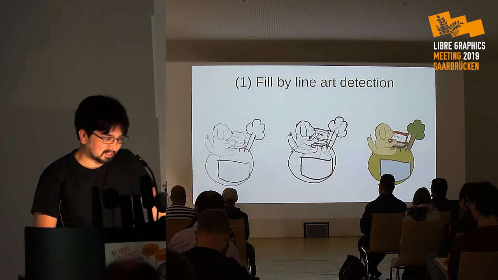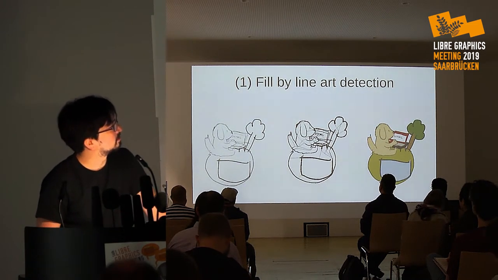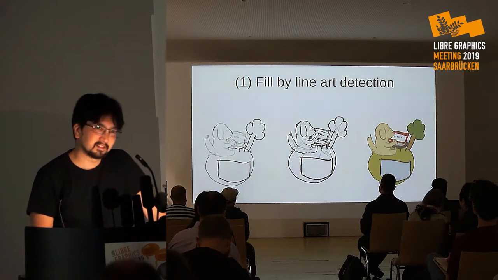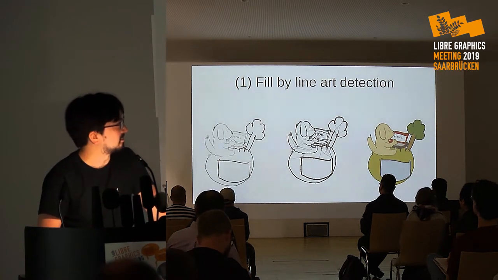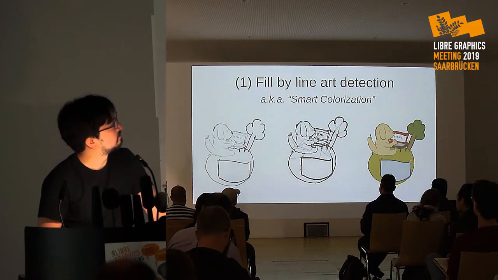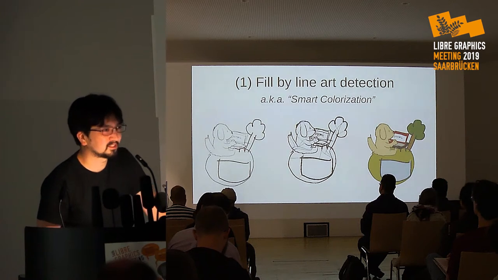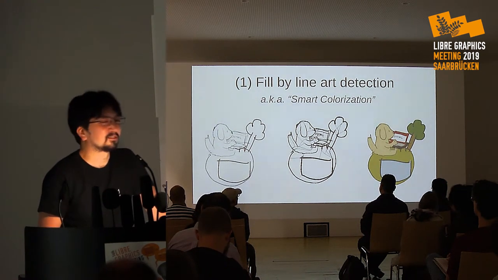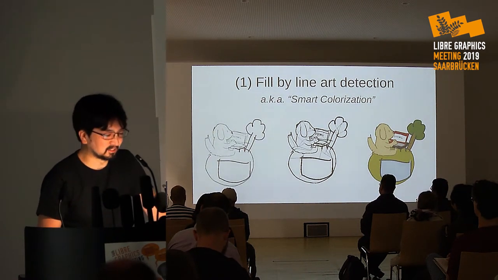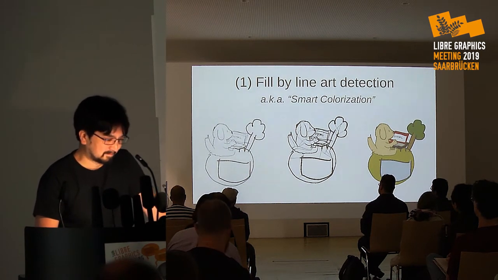So the first feature I worked on is now in GIMP 2.10. It already exists and is usable in the stable release. It's the fill by line art tool, which is often called smart colorization, even though it's not actually smart. It's not actually recognizing anything. It's not a human entity.